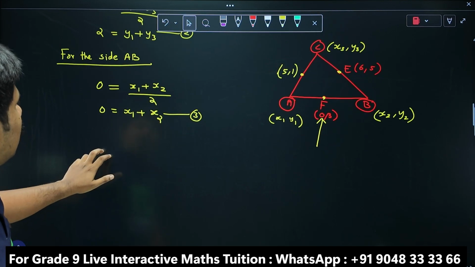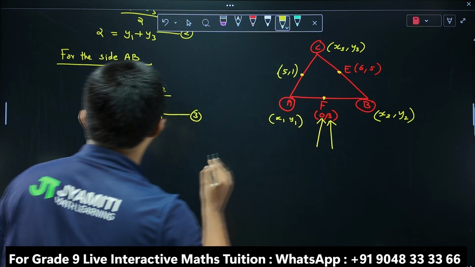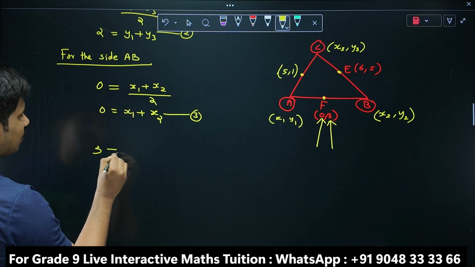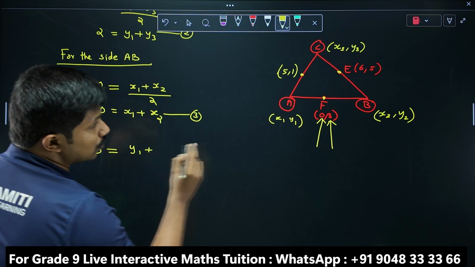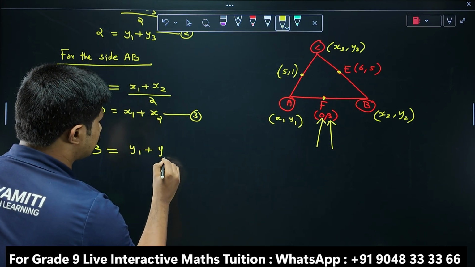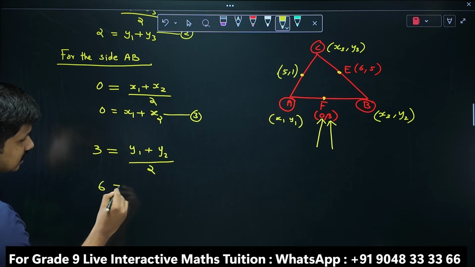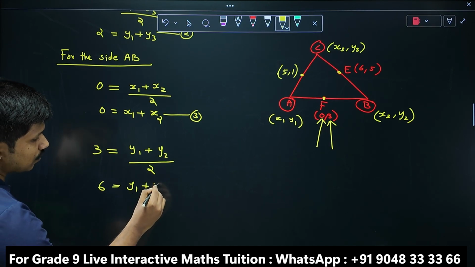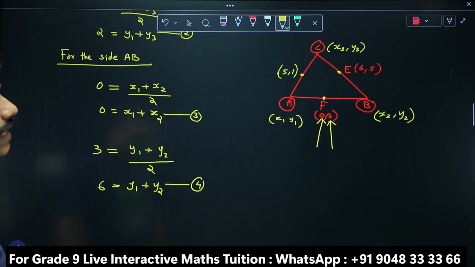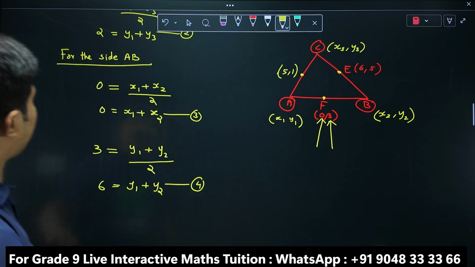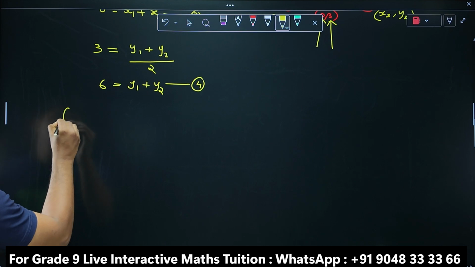Now the y coordinate of the midpoint here is 3. So 3 will be equal to the sum of the y coordinates of the endpoints, (y1 plus y2) divided by 2. From this equation we get 6 is equal to y1 plus y2. That is equation number 4. And the final side is BC, for which we have another two equations.